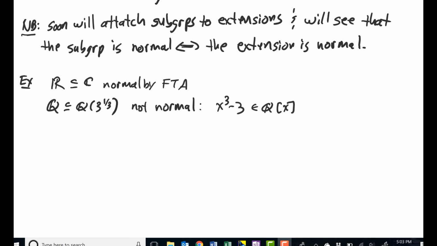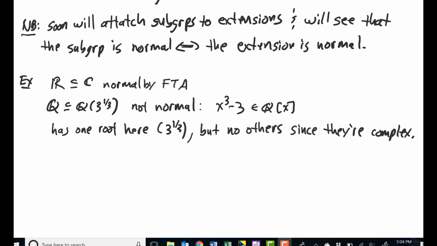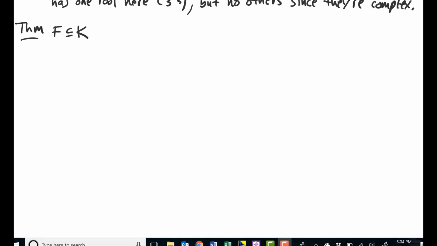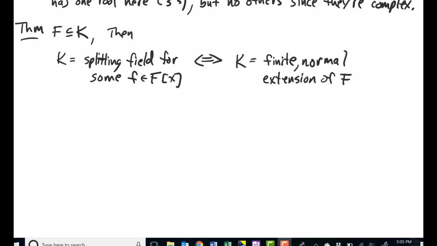For our example, we'll look at x cubed minus 3 over the rationals. It's got one root, of course, in this extension, the cube root of 3, but no other roots since they're both complex, and in particular not real. All right, let's go on to our theorem. Let's start out with the field F contained in an extension K. The statement is K is a splitting field for some polynomial if and only if it's a finite normal extension of F. So at least for finite extensions, this completely tells us how to handle normality.